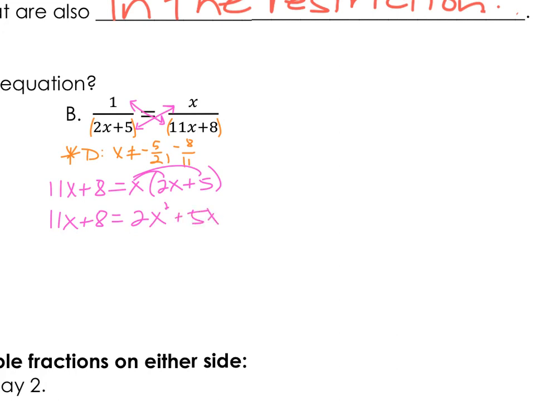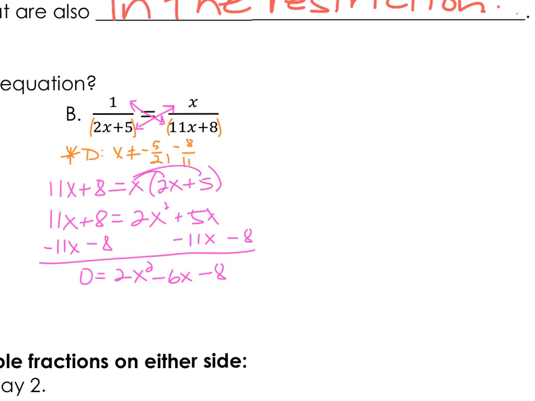Now it's not as easy to get all the x's on one side and everything else on the other. We do have to set the equation equal to 0. To do that, I'm just going to move the 11x over and move 8 over, like so. That gives us 0 equals 2x squared minus 6x minus 8.